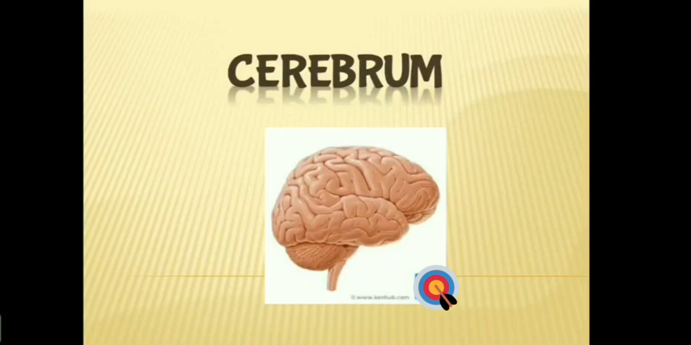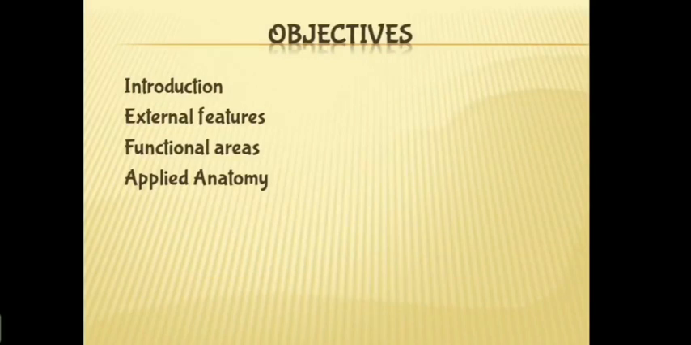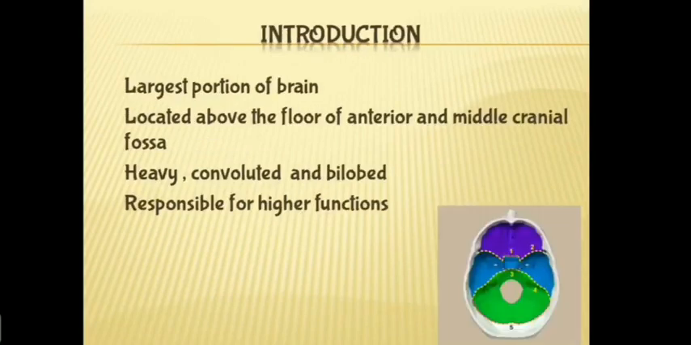So what we are going to study today are the introduction, external features, the functional areas and the applied anatomy. About the introduction of the cerebrum, it is the largest portion of the brain. We all know that it is the largest part of the brain and it is located above the floor of the anterior and the middle cranial fossa. So, this is the anterior cranial fossa and this is the middle cranial fossa. So, it is located above the floor of the anterior and the middle cranial fossa.